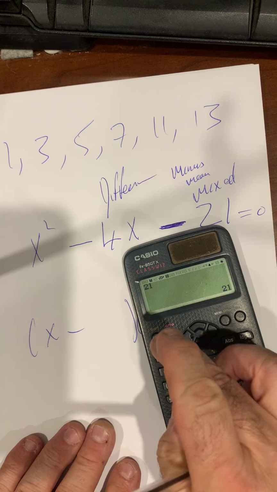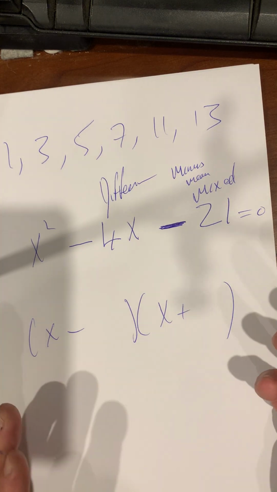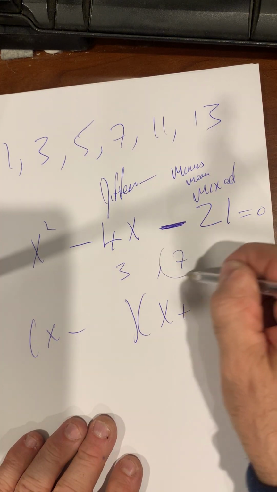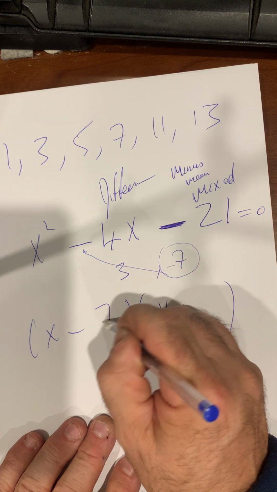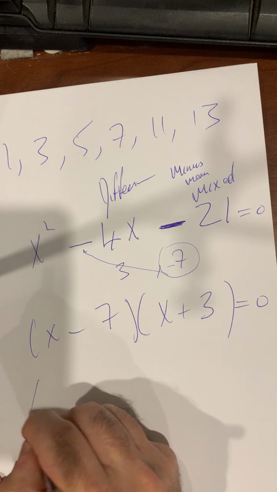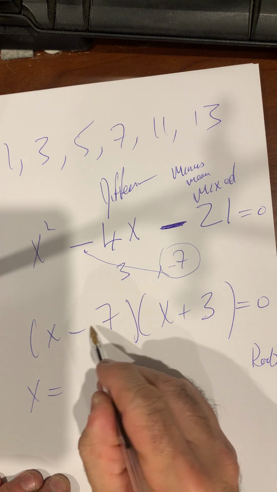21 equals shift factor it. 3 and 7. Is the difference 4? Yes, we like it. Our numbers are 3 and 7. The big one goes into minus. The big one goes here. The small one goes here. Set it to 0. Now we go to our roots. Our roots come from flipping the sign.